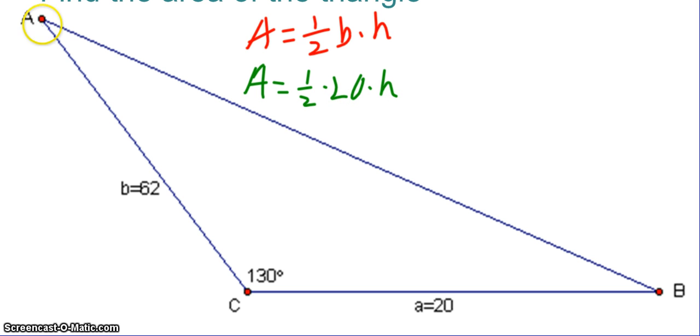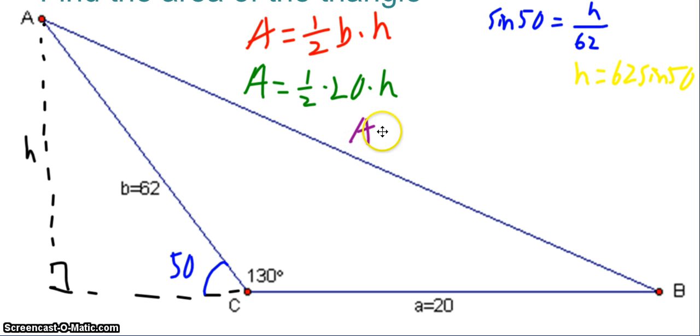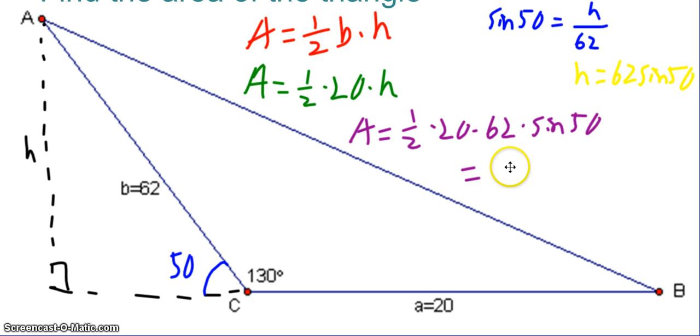Well, what's the height? If we draw in the height, so this is not a right triangle, I draw this in and this is the height. How can I find that? Well, I could use this supplement right here, which I know is 50, and so therefore I know the sine of 50 equals h over 62, which then tells me that h equals 62 sine of 50. So now area is 1/2 times 20 times 62 times the sine of 50, and if I type that into my calculator, I end up with 474.948. If we had units, we would put units on that.